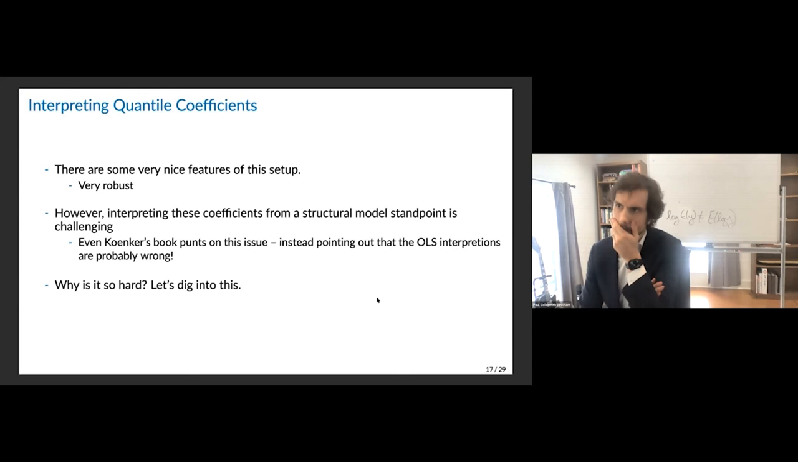So it's really challenging. Even Conker's book basically punts on this issue. I would say it's an incredible example of passing the buck, where he basically says, well, it's true that you can't interpret the quantile regressions in a causal way for an individual person, but OLS is probably wrong too. So we want to talk now about why this is the case.